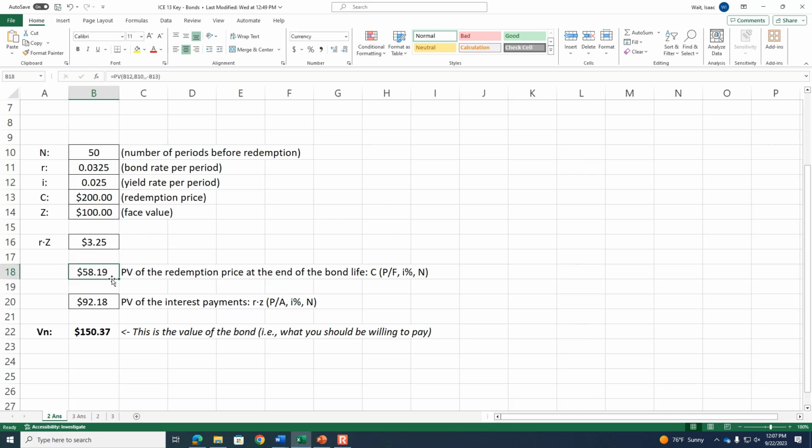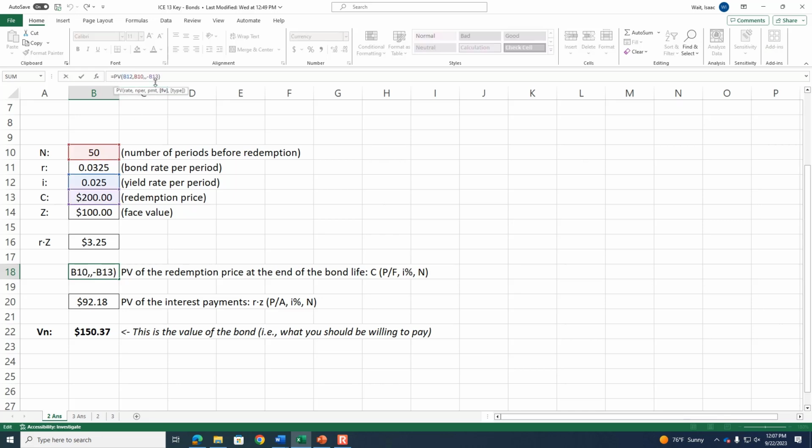$58.19. And then the other component of a bond's value, remember, is the present value of the periodic interest payments. And that's a uniform series. So we apply the find P given A approach. Now, the formula that we used in both of those was the PV function. But where we put the amount that went into the PV function was different, because for this first component of the bond's value, where it was a lump sum in the future, we put the amount that was going in of $200.